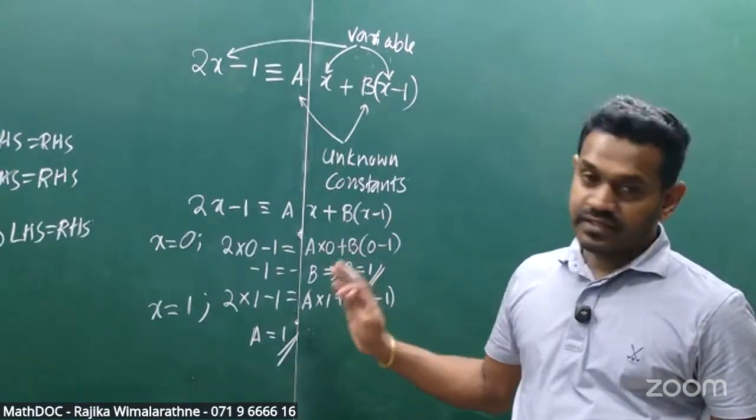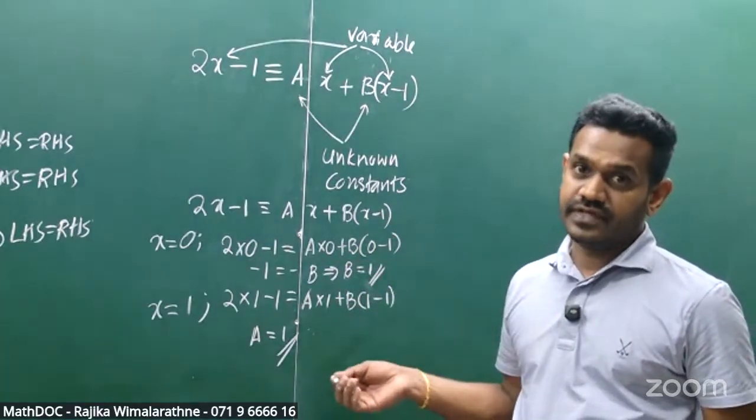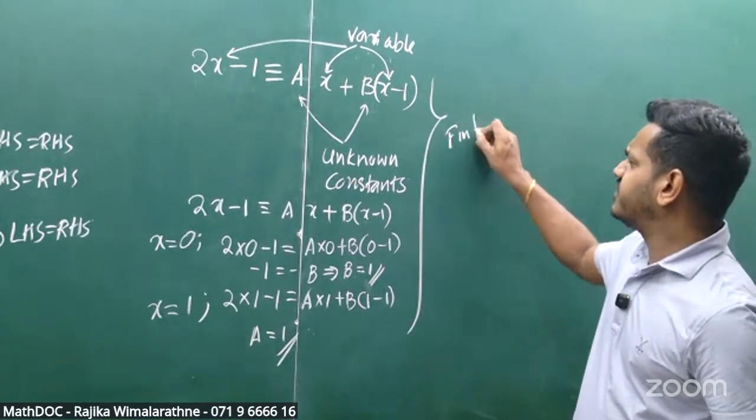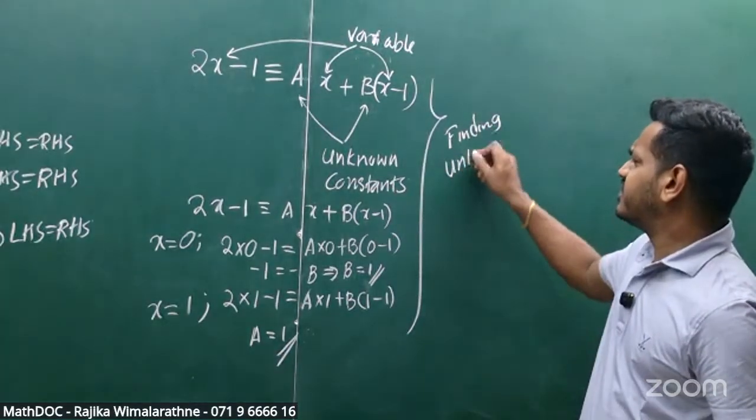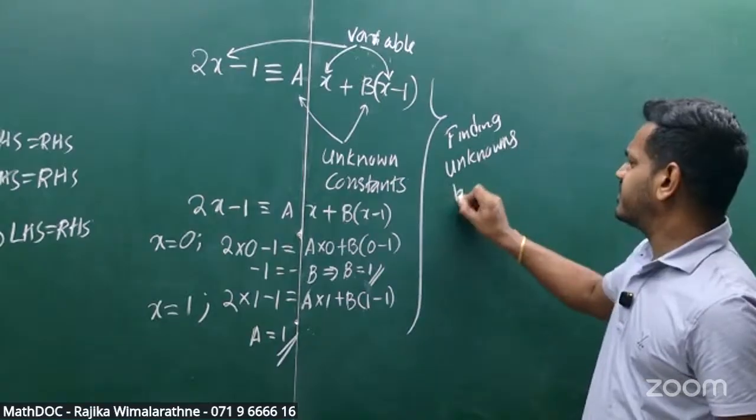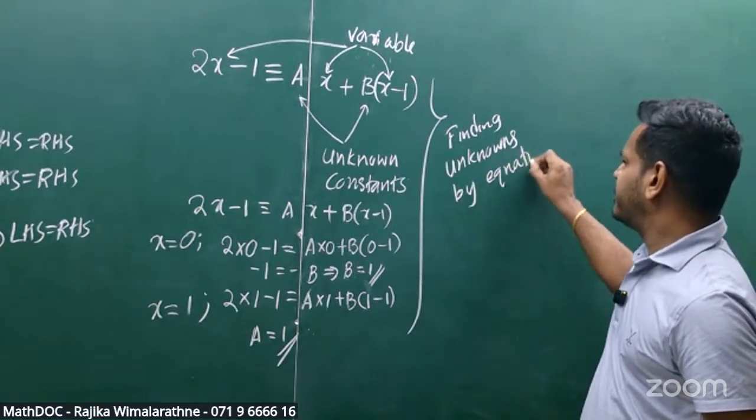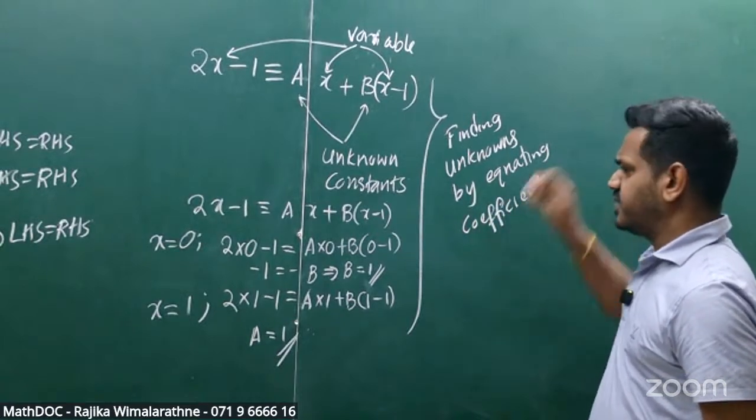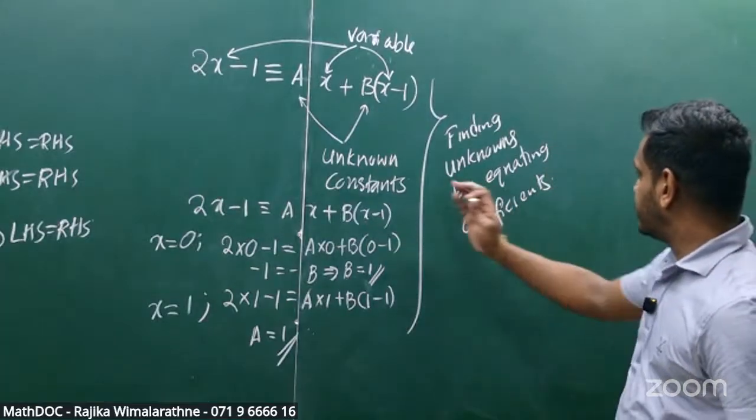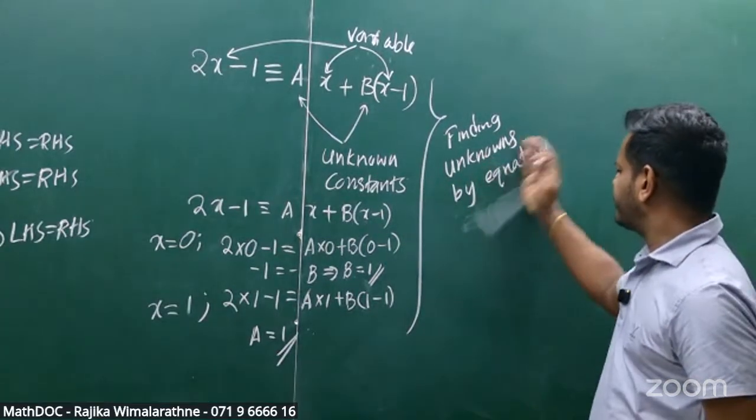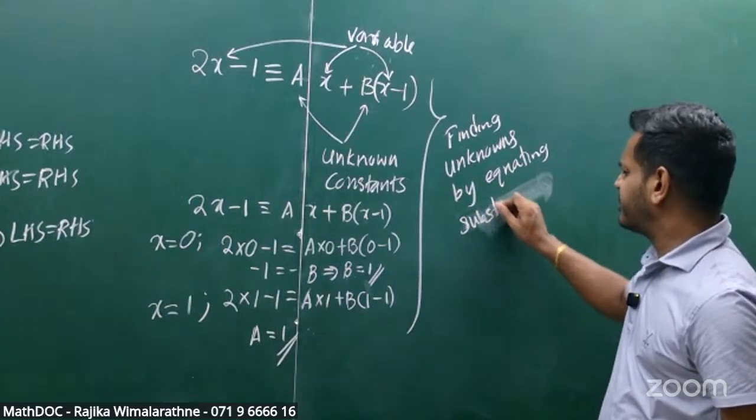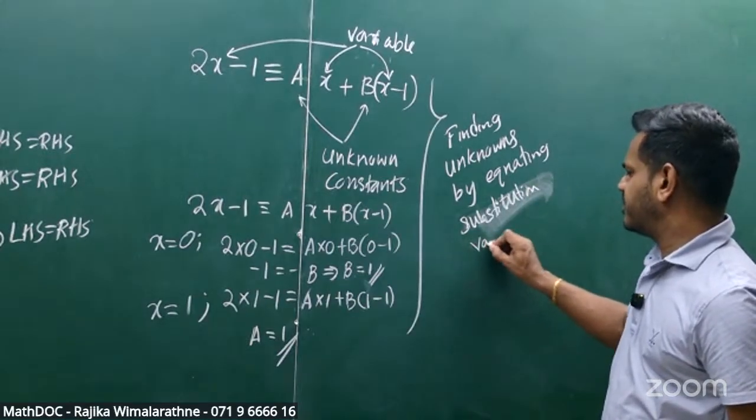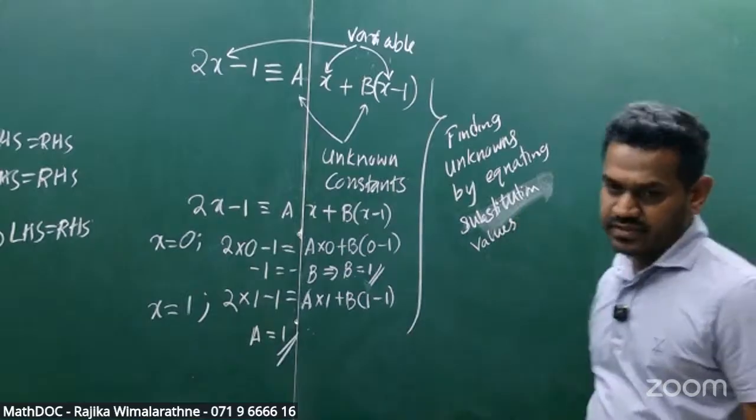So this method we call equating coefficients. By equating coefficients, you can find unknowns. Sorry, not by equating coefficients, by substituting values. Okay, put that one.